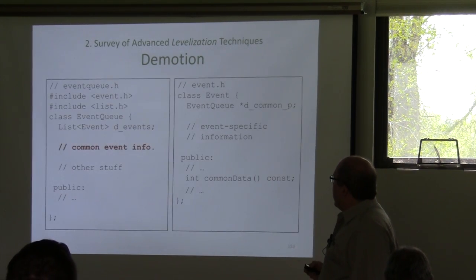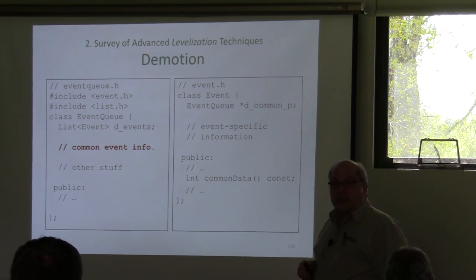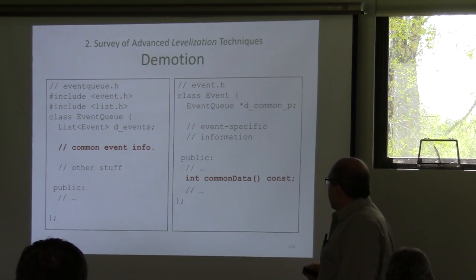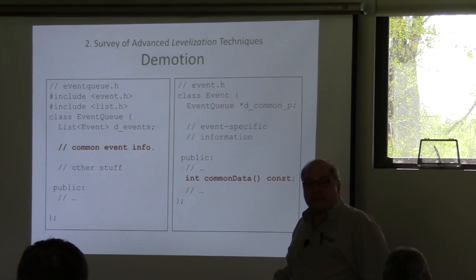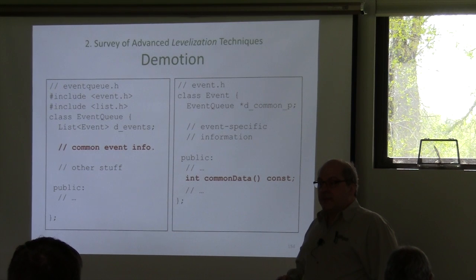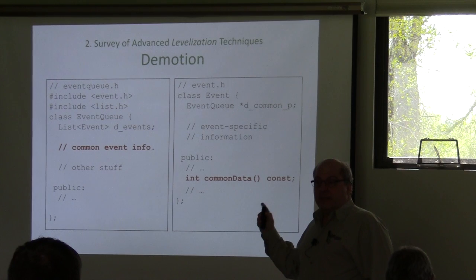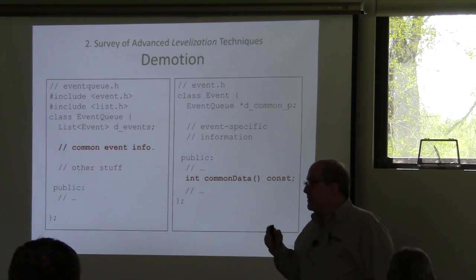So let's look at what's going on. There's some common event info that the event needs to do what it does. And it's sitting in the event queue. In fact, there's a function that goes and gets it. How do we fix this? Now, this is a really important concept. This will probably hurt your head. How do we do it?